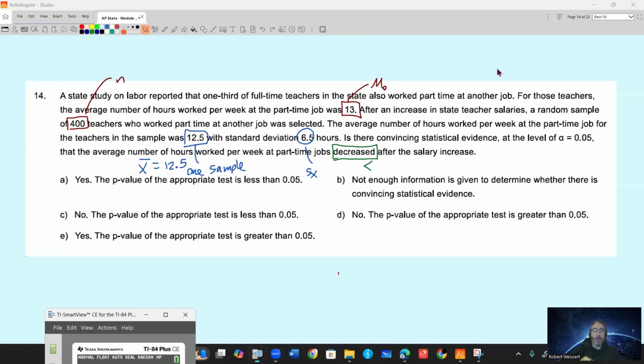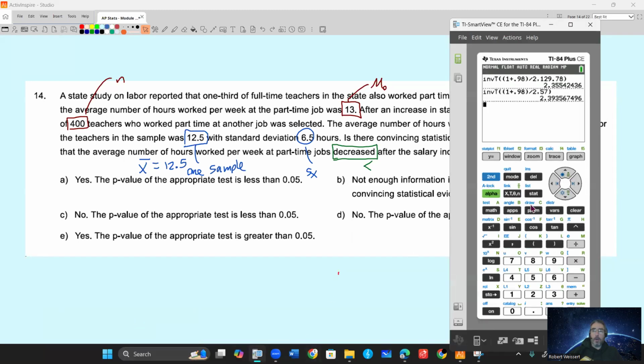So this is going to be a one sample t-test. So in our calculator, we will go to stat, tests, t-test, option 2. Select stats. We're going to input our mu null as 13. That's what we're comparing things to. We're going to put our sample mean, 12.5, our sample standard deviation of 6.5. We'll put our sample size of 400, and we want to select less than. And we can go ahead and calculate.